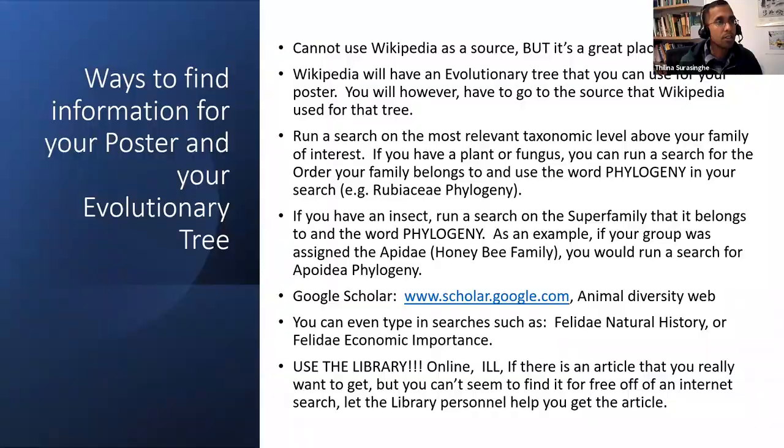So Wikipedia should not be a good source, but it's a good starting place, right? Because Wikipedia lists a lot of references, a lot of primary literature, a lot of books, right? A lot of photographs, information on evolutionary trees. It is an excellent source to start, but should not be the ultimate resource.